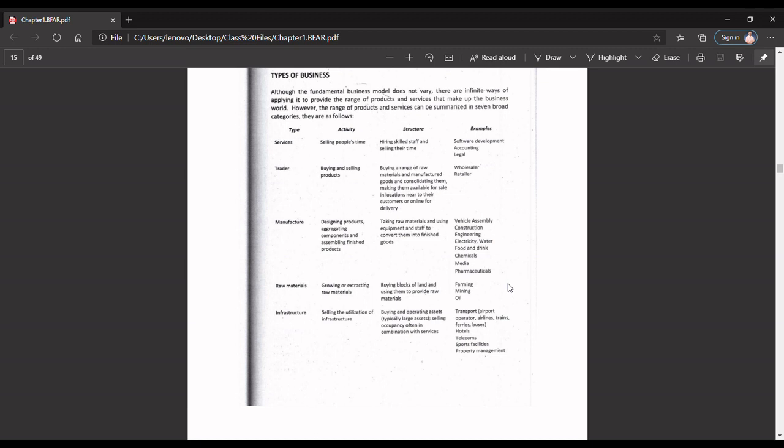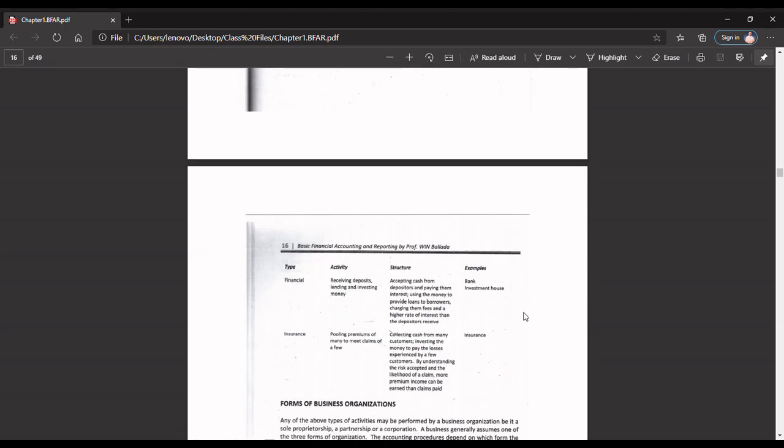Infrastructure includes buying and operating large assets and selling the utilization of them. Examples include hotels. Hotels buy buildings and they sell the utilization of those buildings in the form of rent. Transport, like airports, trains, and others. Telecoms, sport facilities, and others.